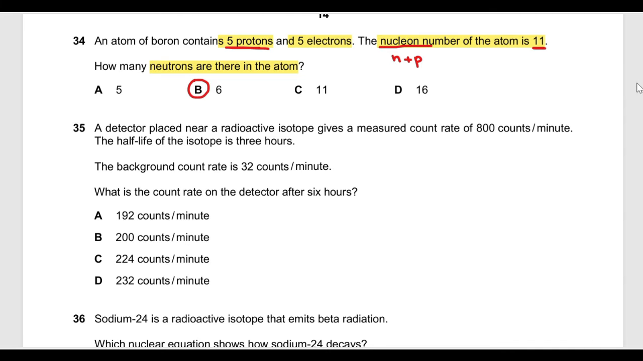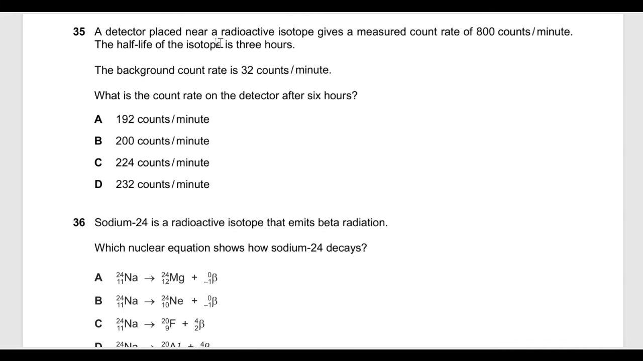35 says a detector placed near a radioactive isotope gives a measured count rate of 800 counts per minute.